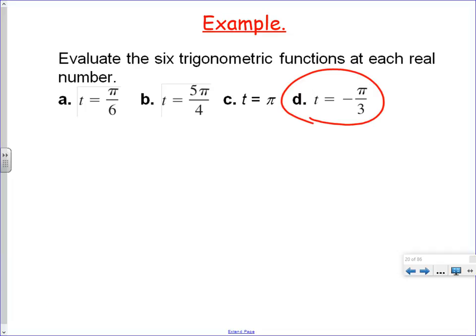Let's do D. Now, it says evaluate the 6 trig functions. Wait, there are 6 of them. Wasn't I just talking about the sines of 3? Okay. So we're going to have sine of negative pi over 3, cosine of negative pi over 3, tangent of negative pi over 3. How do I get the other 3? I flip it.